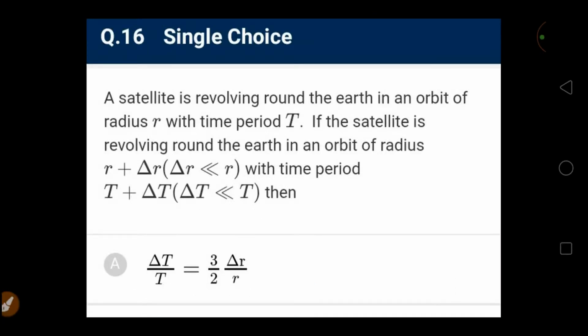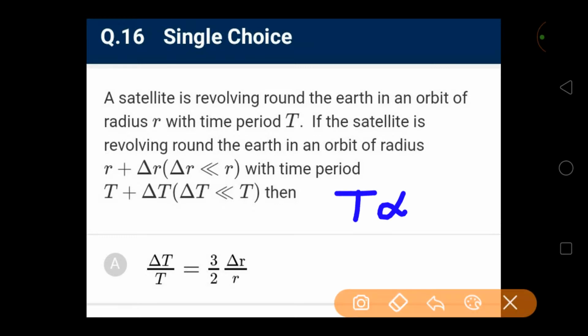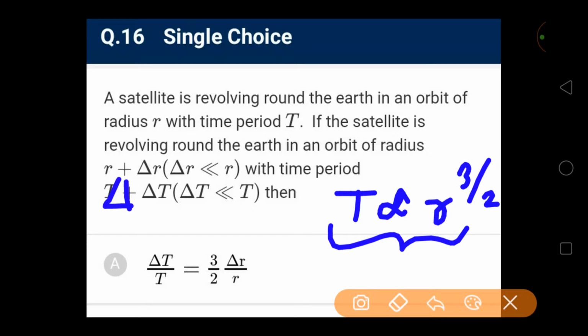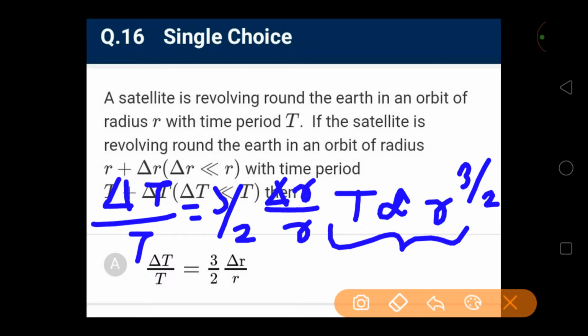R plus del R and time period T plus del T. So it's a very simple thing. We know that T is proportional to R power 3 by 2. If you want to know how this relation comes, refer to the previous video for concept strengthening. So you should write this like this: del T by T is equal to 3 by 2 into del R by R.